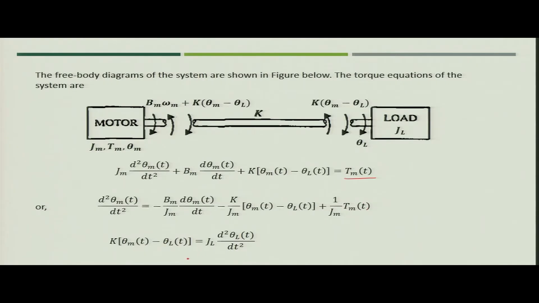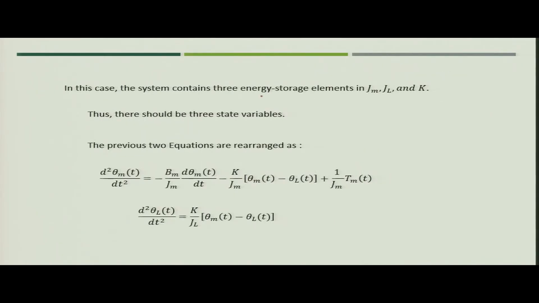Now, on the load side, because here we are assuming that the viscous friction coefficient is 0, we can write K (theta m minus theta L) equal to the torque applied on the load, that is JL d2 theta L by dt2. Now, in this case the system contains 3 energy storage elements, that is Jm, JL and K.